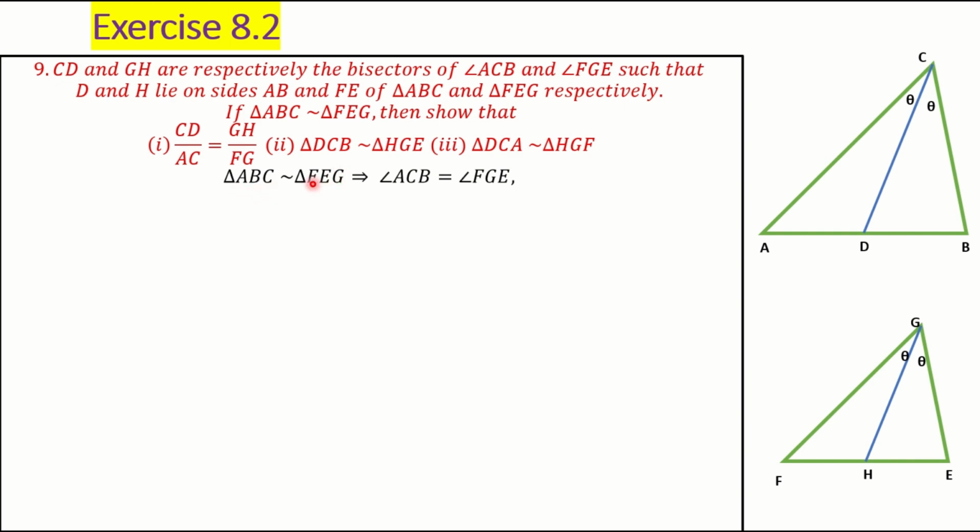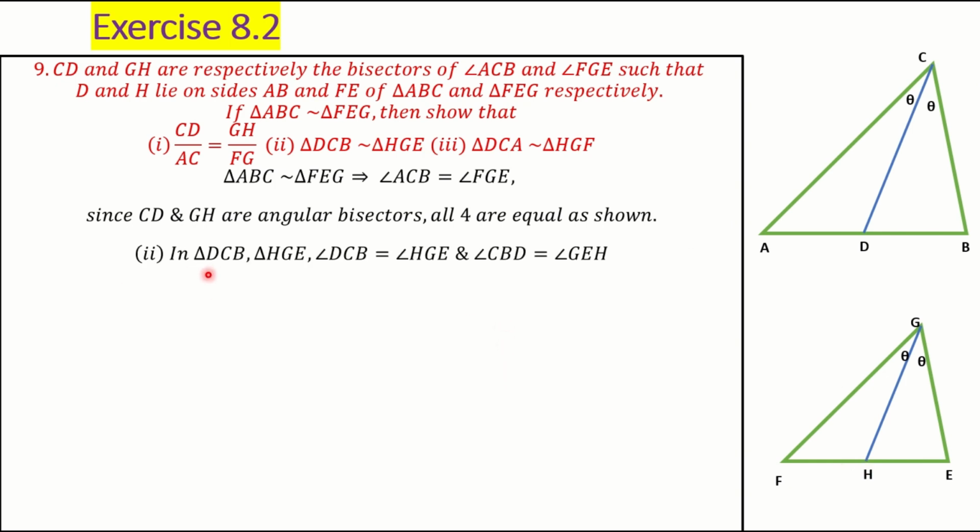Triangle ABC is similar to triangle FEG, which is the given data. Then angle ACB is equal to angle FGE, correct? Yes, because they are similar triangles. Now CD and GH are angular bisectors. All four angles are equal as shown, so these all become theta, theta, theta, theta. Correct? Equal angles because CD is a bisector of the angle, and GH is also a bisector of an angle.